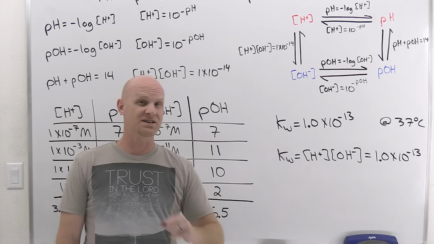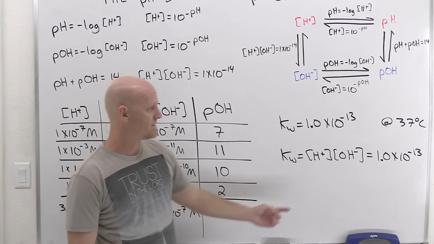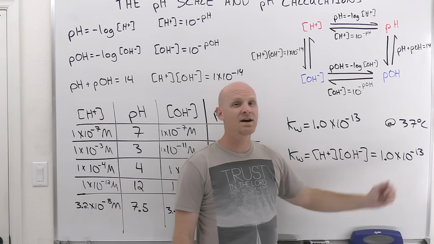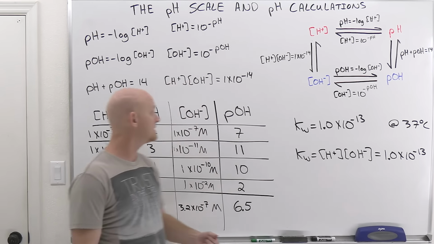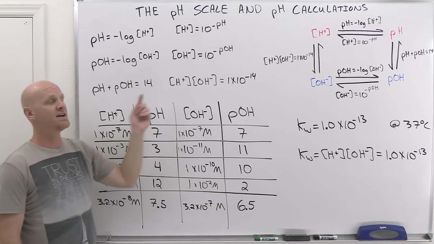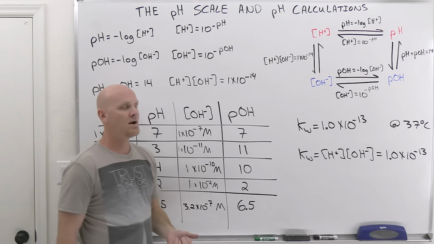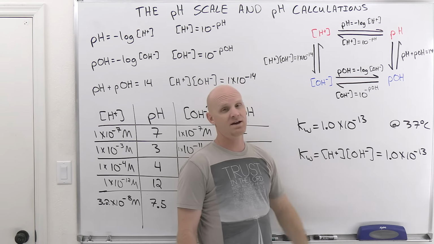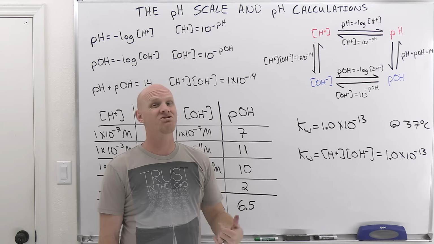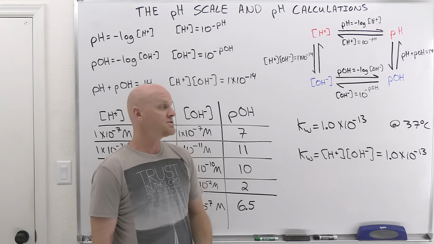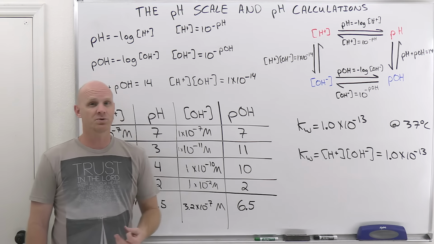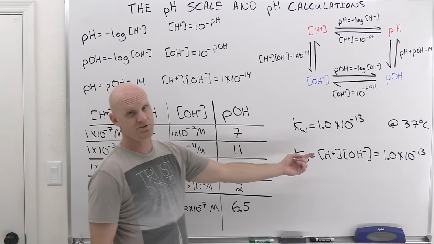So it turns out that when this multiplied out to give 1 times 10 to the negative 14, that's where the idea that pH and pOH adding up to 14 comes from. Well, now it's not going to add up to 14. It turns out, in this case, I picked a nice round number, it's going to add up to 13. It's also from where we get the idea that neutral pH is pH 7. Well, not at this temperature anymore.